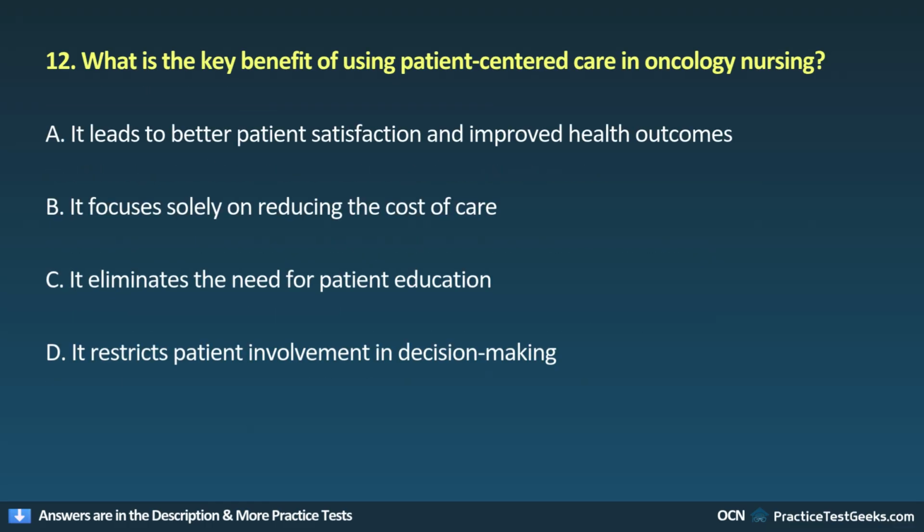12. What is the key benefit of using patient-centered care in oncology nursing? A. It leads to better patient satisfaction and improved health outcomes. B. It focuses solely on reducing the cost of care. C. It eliminates the need for patient education. D. It restricts patient involvement in decision-making.